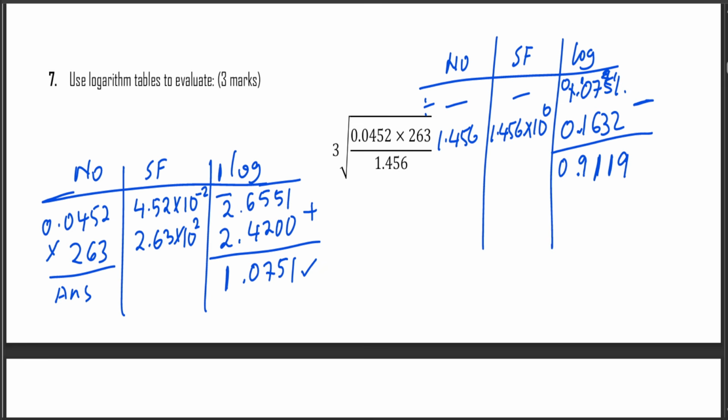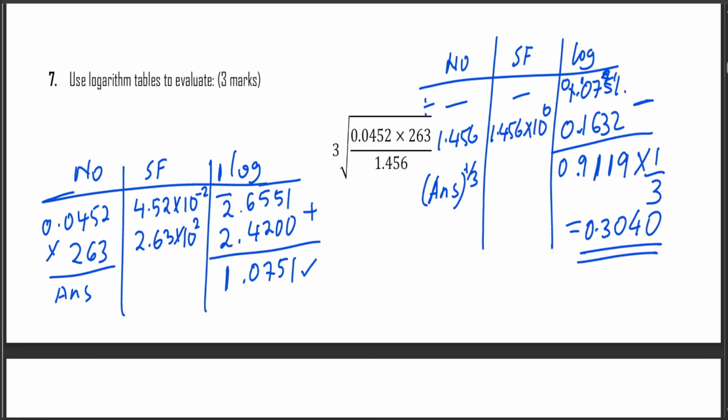No. After multiplying and dividing, after getting that answer, we need to cube root it, or raise to power a third. So we raise to power a third here, and if it is power a third, it means on the right side it will be times 1/3. Now this is quite easy, not that hard. So if you take 0.9119 divide by 3 or times 1/3, it is supposed to give you 0.3039. Okay, it's supposed just to give you 0.3040.